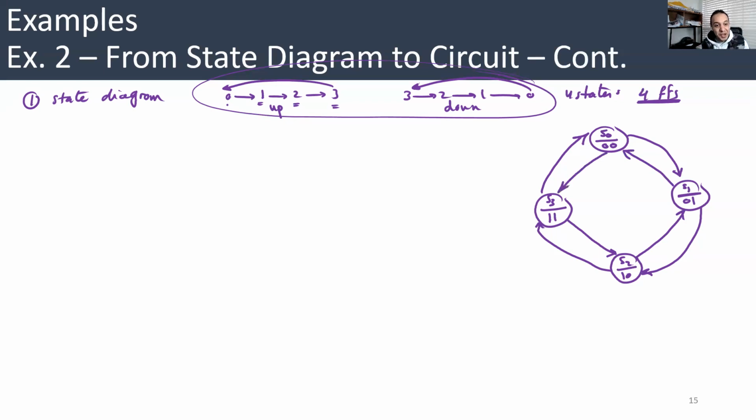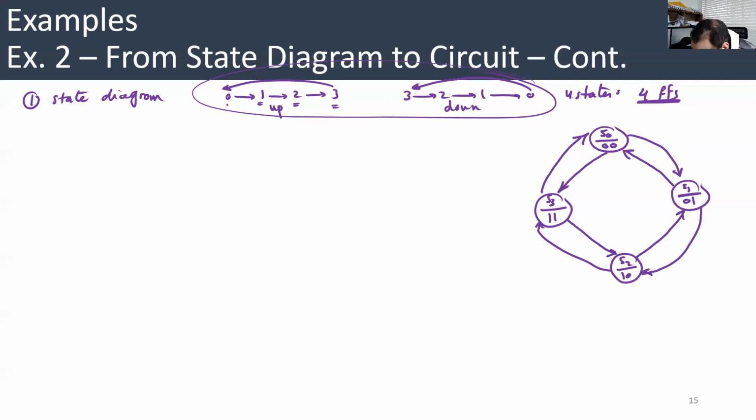So basically, we need an input to determine the direction. Either we go counterclockwise or clockwise. We go up or down. We count up or count down. And for that, we just need a single bit input. If it's 0, for example, we go up. If it's 1, we go down. Or you can choose the opposite. That's fine. You can do whatever you like.